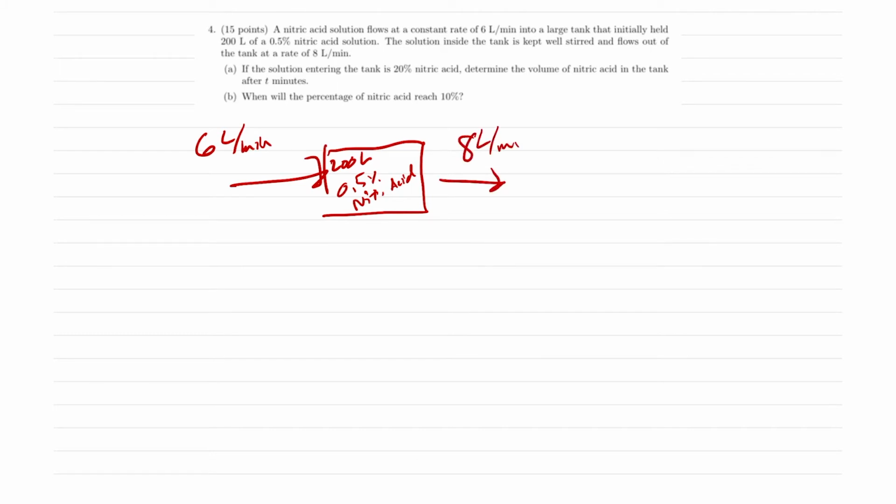All right, so this one comes out of section 3.2, quite obviously. It's a word problem. The sheer number of words that we have here tells us that. So we're going to have one of these tanks, and we know that it initially holds 200 liters of water, and initially has a 0.5% nitric acid solution. And flowing in, we have 6 liters per minute. And it's kept well stirred, and it flows out at 8 liters per minute.